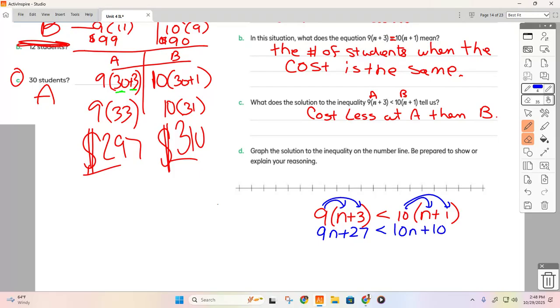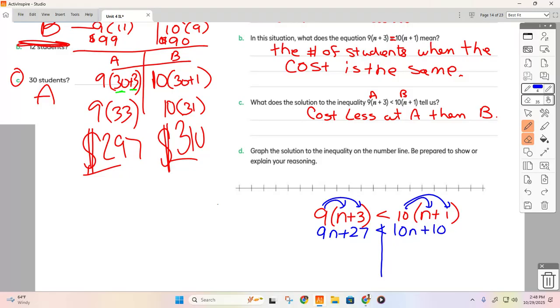Just like with variables, with equations, I want to get all my variables on one side. I want to isolate that variable and have the numbers on the other. Just like with an equation, I'm going to put a vertical line down here. I need to get my variables on the same side. I can choose to move the 10n over by subtracting. Don't write this yet. I can subtract 10n, but then I've got a negative to deal with.